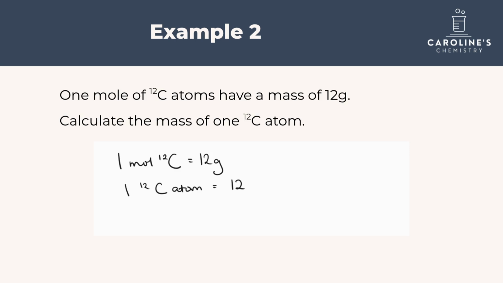That 12 grams is all of those carbon atoms added together. And I'm going to divide by the 6.02 times 10 to the 23. Same as if I had 1 dozen, I'd be dividing by 12. I have 1 mole, so I'm dividing by the number of atoms in a mole. That gives me 1.99 times 10 to the minus 23 grams. That's a sensible answer. We'd expect the mass of 1 atom to be very small.